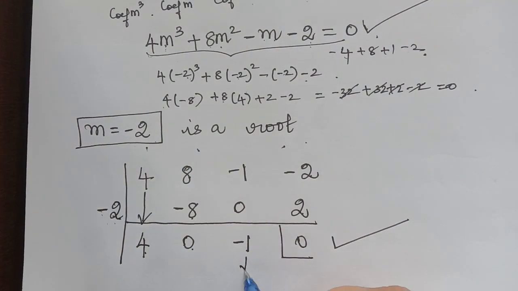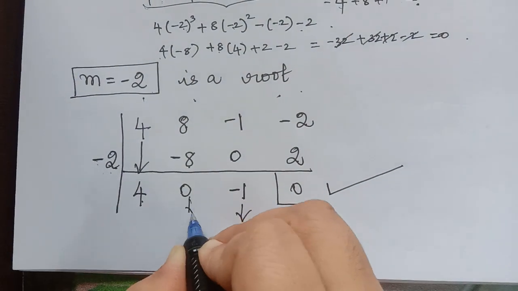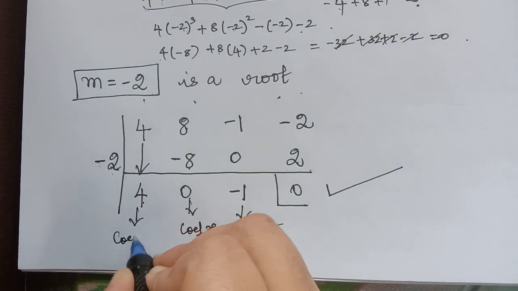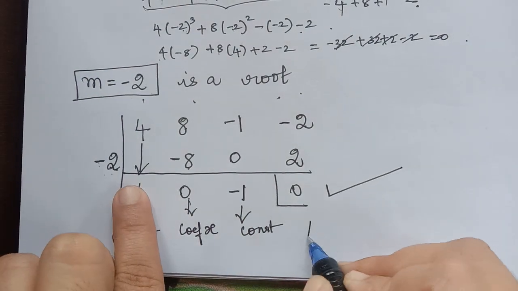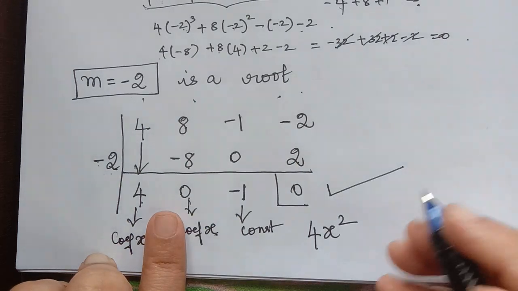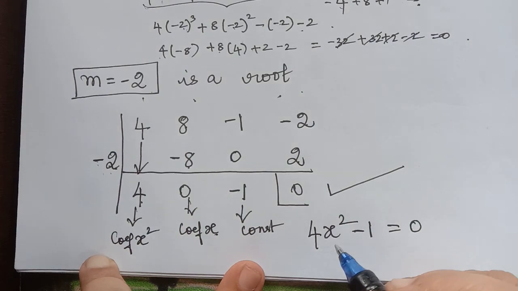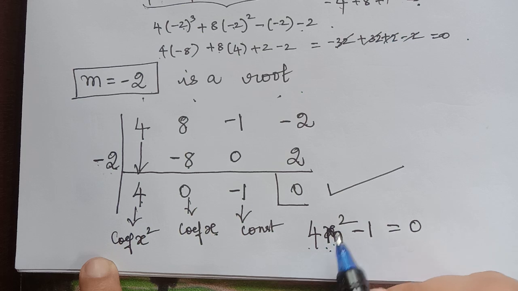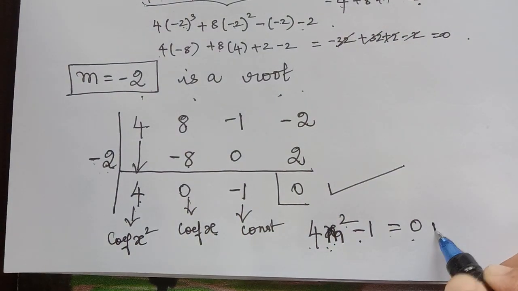Now this becomes a constant term. This becomes the coefficient of x, and this becomes the coefficient of x square. And so what will be the equation? 4x square plus 0x. Now because it is 0, we need not write it. Minus 1 is equal to 0. Instead of x, we should put m, because we are solving it for m. So 4m square minus 1 is equal to 0 is the left out equation.